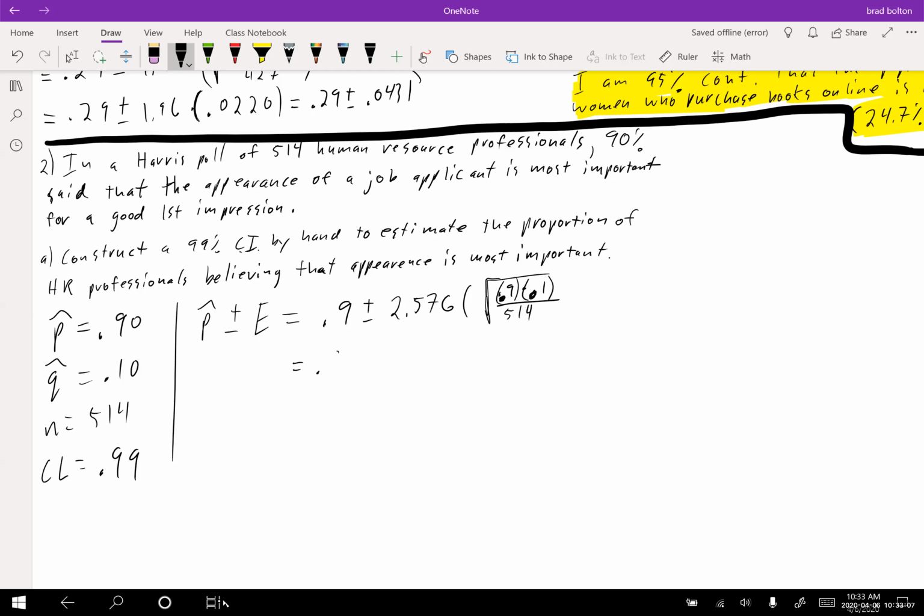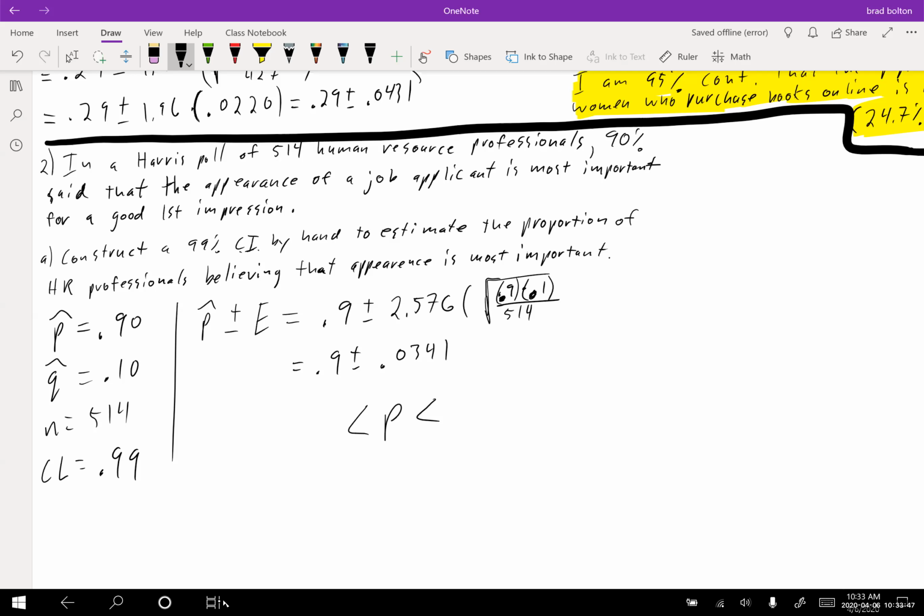Okay, so we have 0.9 plus or minus, and let's just enter this in our calculator: 2.576, parentheses, second function square root, 0.9 times 0.1 divided by 514. And I get 0.0341 if you round off to 4 decimal places. Now I'm going to write it a different way because I think in the book sometimes they do this. I'm going to put the p right here. This is not p-hat, this is the population proportion, right?